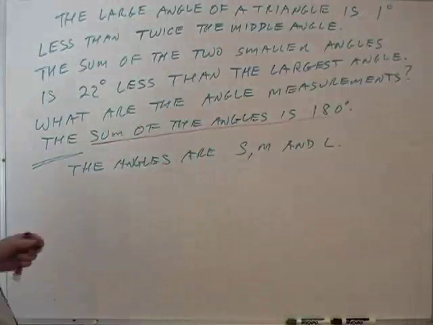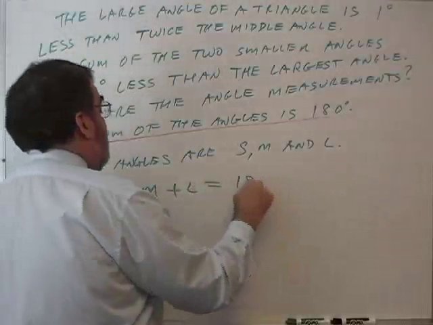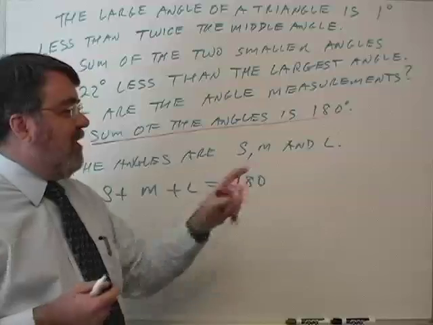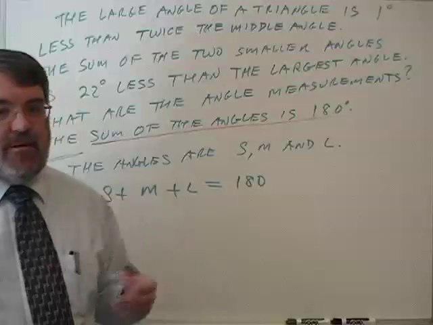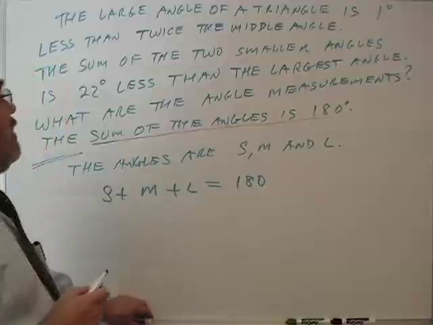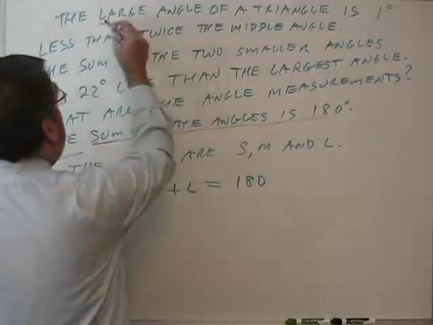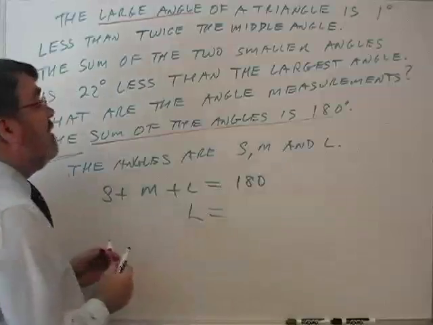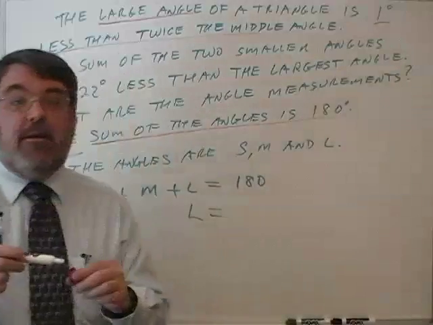So sum means add up. S plus M plus L equals 180. Now, when we write the answer to this problem, we need to use the degrees because we're measuring in degrees. But for algebra purposes, I'm going to leave degrees off. All right, so let's go up here. The large angle is 1 degree less than twice the middle angle. All right, so the large angle is L, and that is 1 degree less than twice the middle angle.